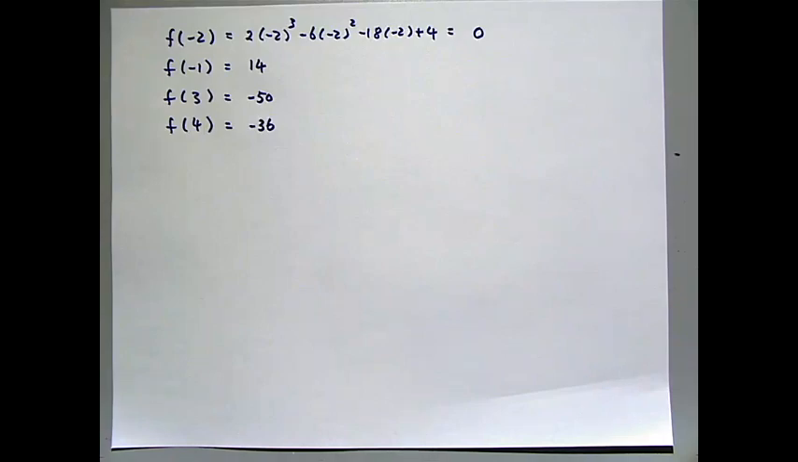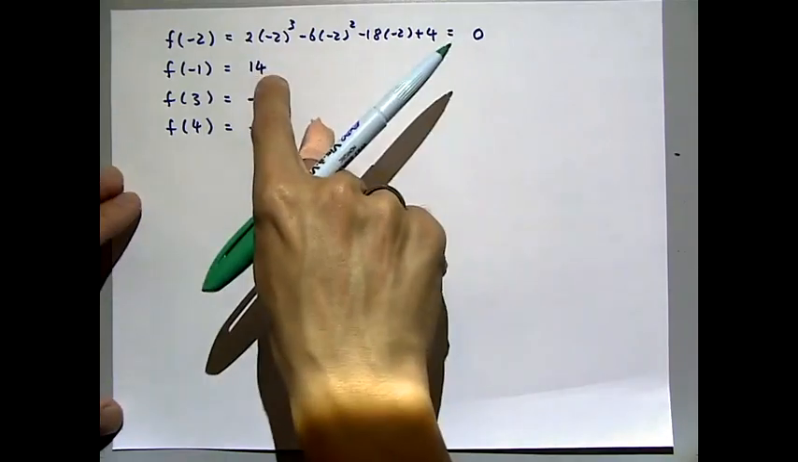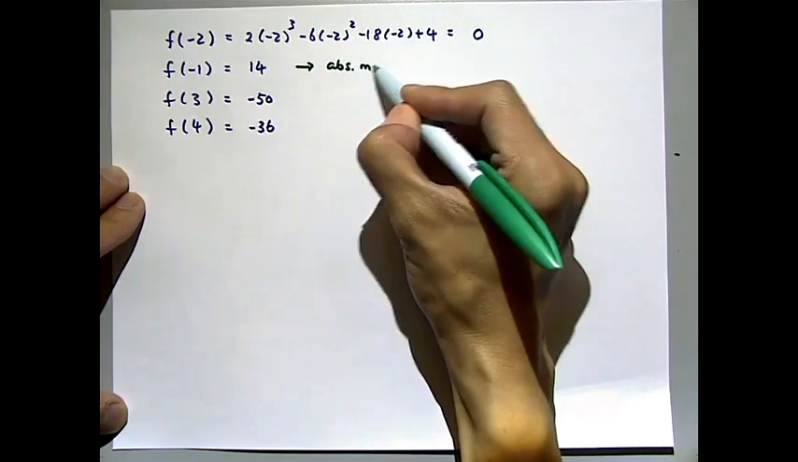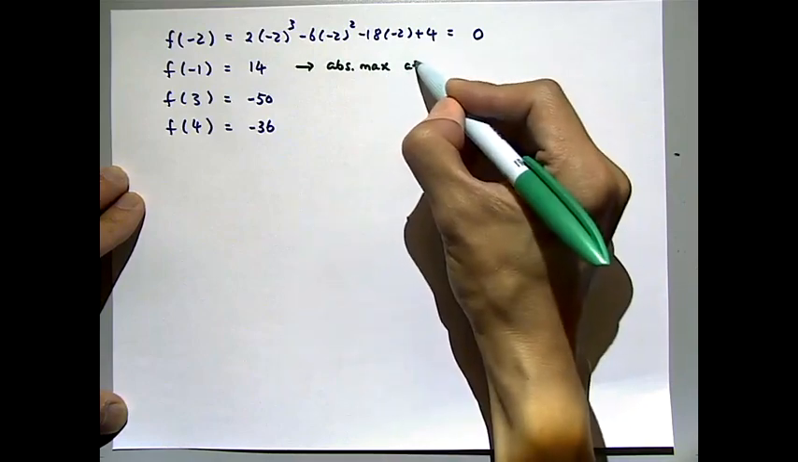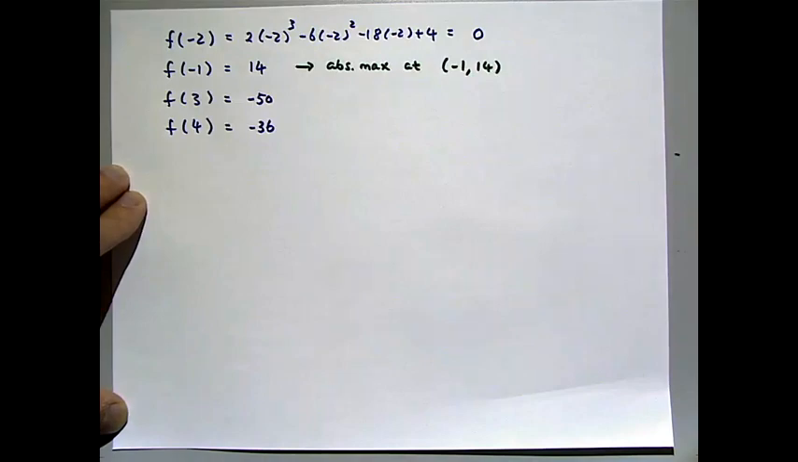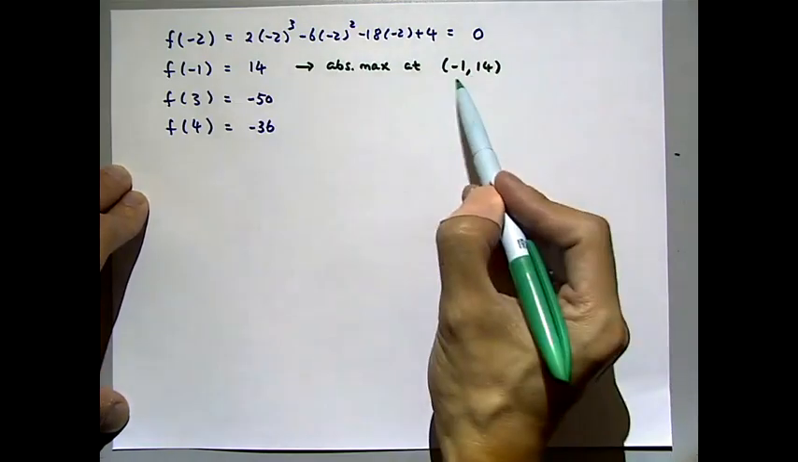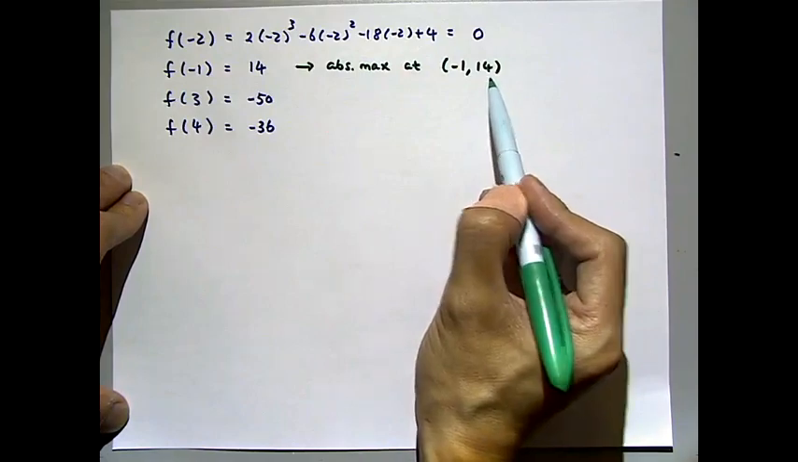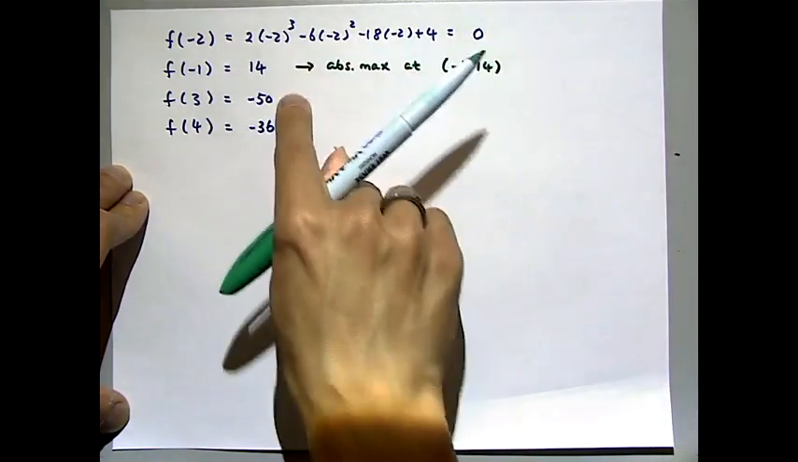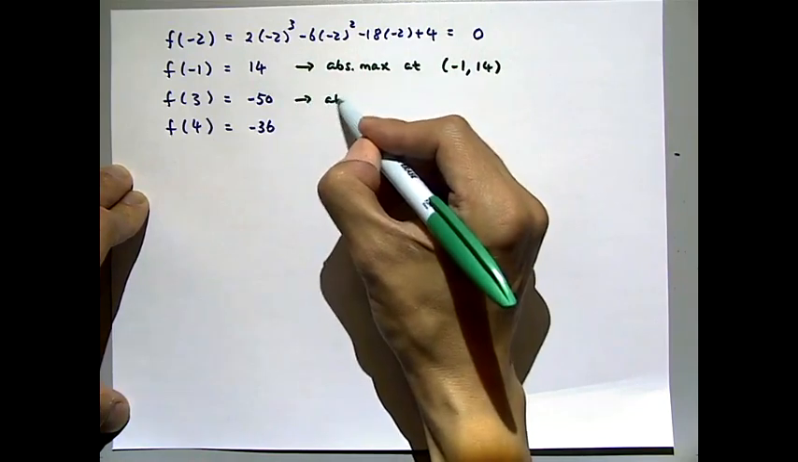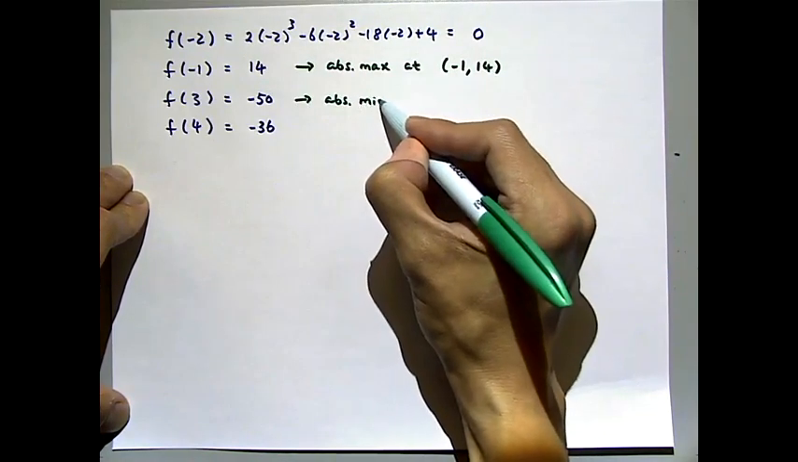The largest of all of these is the absolute maximum. So 14 is bigger than all of these things. So that's where our absolute maximum is. Our absolute maximum occurs at x equal to minus 1, y equal to 14. Then we look for the minimum, the lowest of all of these, and that's minus 50. And that's going to be our absolute minimum.